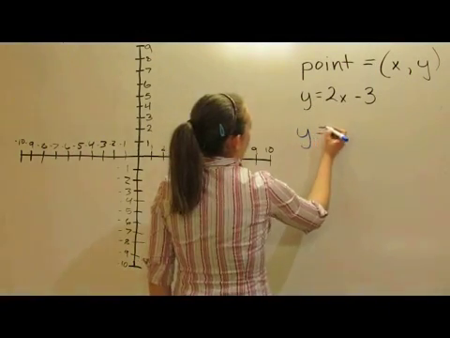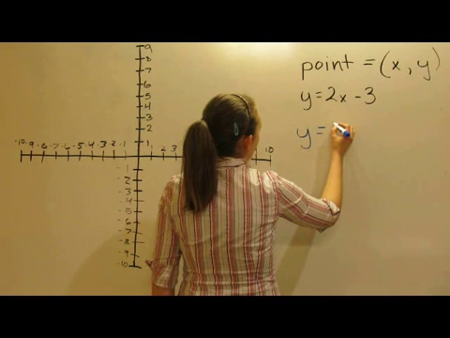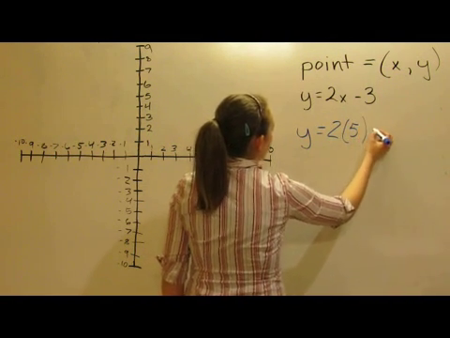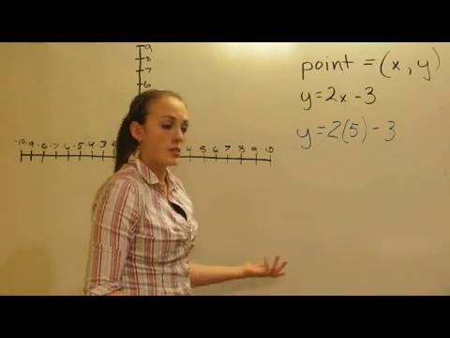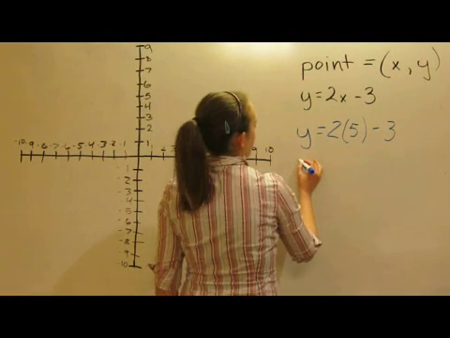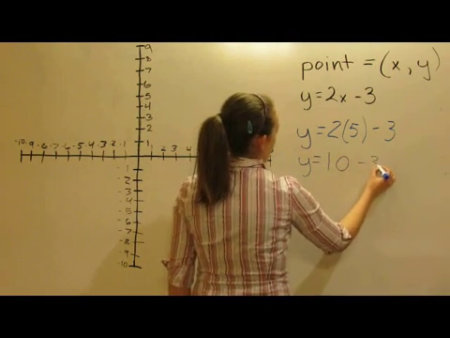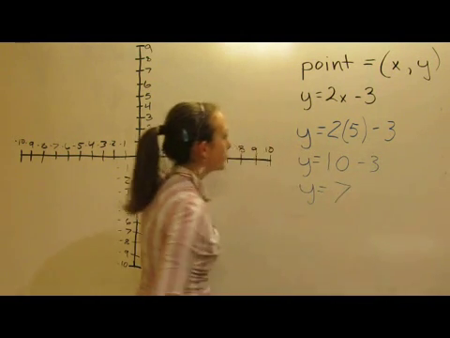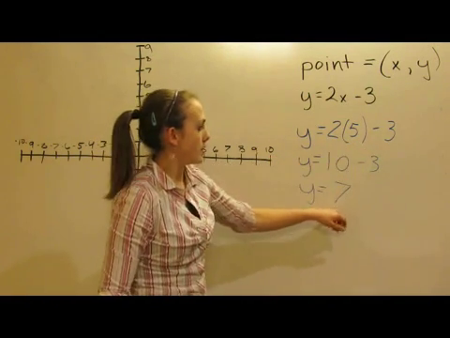Let's use 5 as our x value. y = 2 times 5 minus 3. So now all we have to do is solve for y. So we know that 2 times 5 is 10, and then minus 3. 10 minus 3 equals 7. So when x is 5, we know that y is 7.